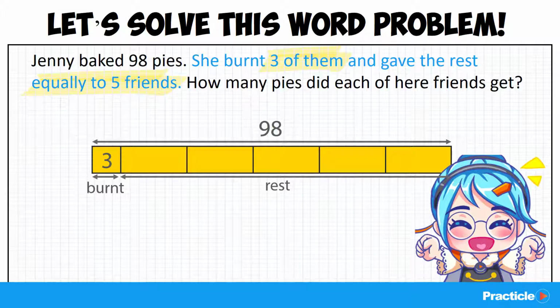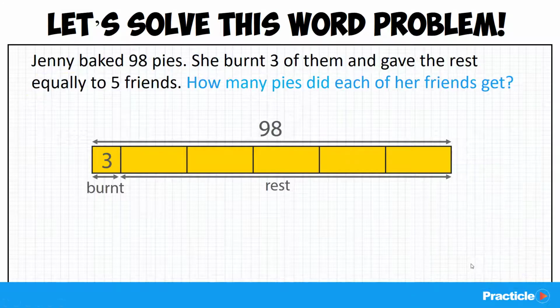Now let's read the question and see what we are supposed to solve. How many pies did each of her friends get? Do you know which part of our model represents that? If you said this part over here, you are absolutely right. Let's write a question mark in this box to remind us that this is what we are trying to find. It's time to look at the part-whole model that we have drawn and think about how to make use of this to find the value of this part.